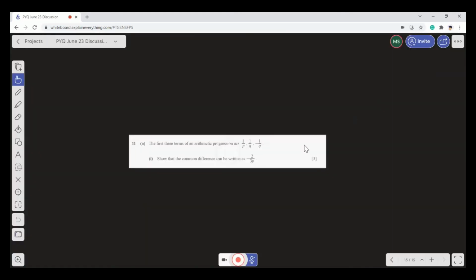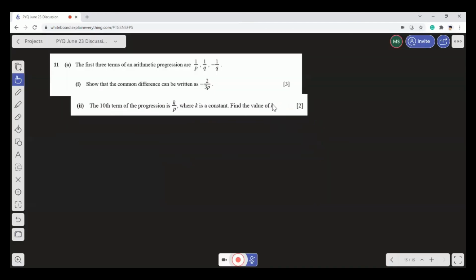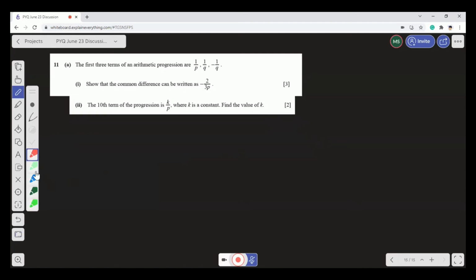Okay, since the question says 11a, the first three terms of arithmetic progression is this, and this, so that the common difference can be written as this. So may I know, Yan Tong, when we talk about arithmetic progression, what are the two things that I need to prepare?